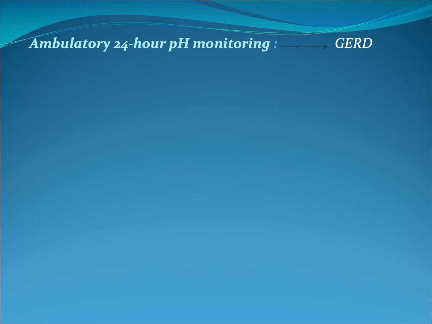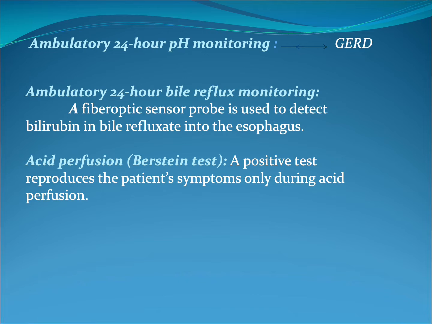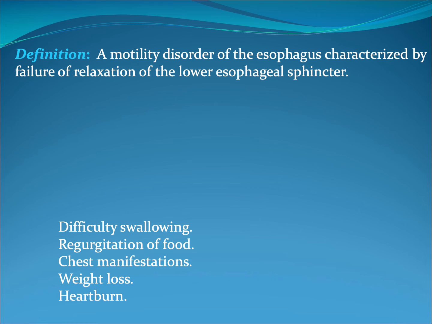So another thing is ambulatory 24-hour pH monitoring to detect the reflux diseases. And sometimes also we can do bilirubin reflux monitoring to assess the reflux of bilirubin into the esophagus. We can do the Bernstein test, which is a test to reproduce the patient's symptoms with acid perfusion to assess if the patient has reflux. So let's start with achalasia.